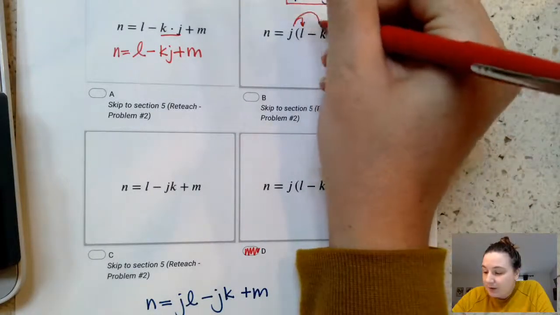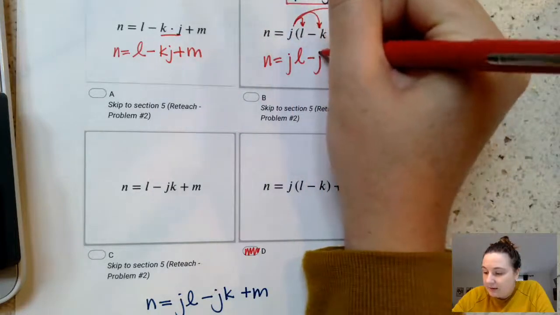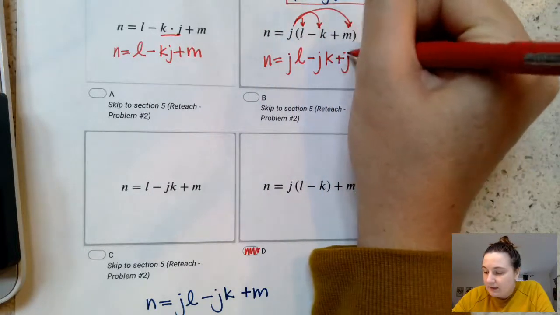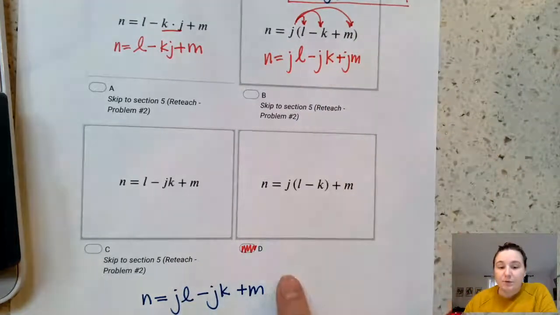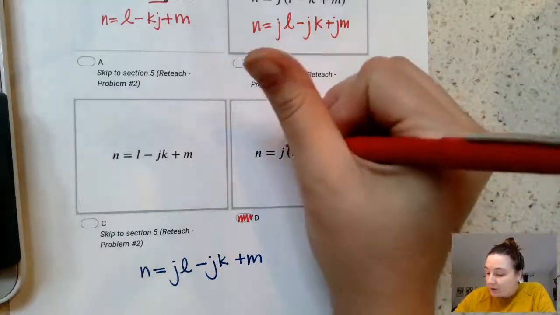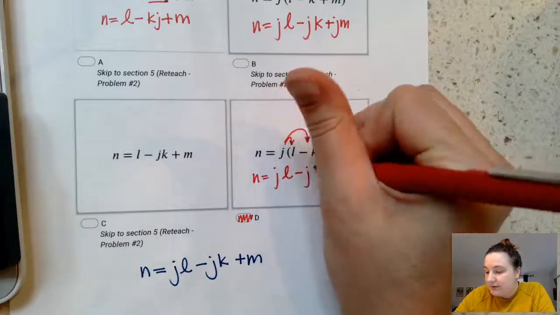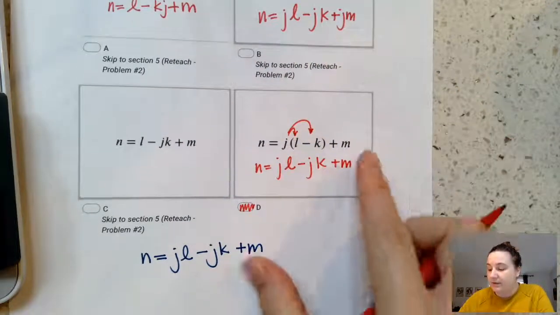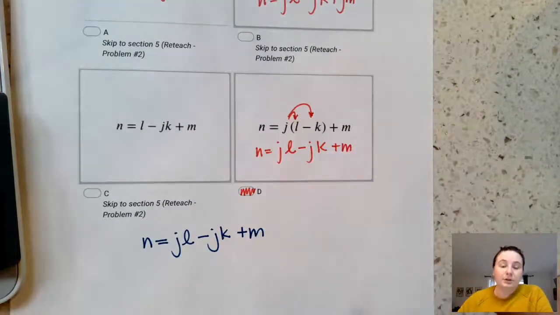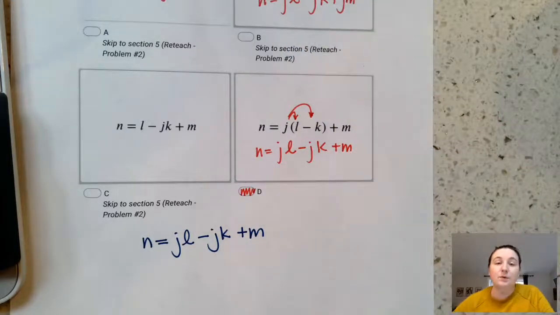You could distribute this j to get this, which is closer to what you have, but your m does not have a j. And then you could distribute this, and this is what you have. So you can see that those do mean the same thing, even though they look a little bit different. So if you write your own equation, if you simplify and you get something different, look at the answer options and see which one means the same thing as you, even if it doesn't look the same as you.